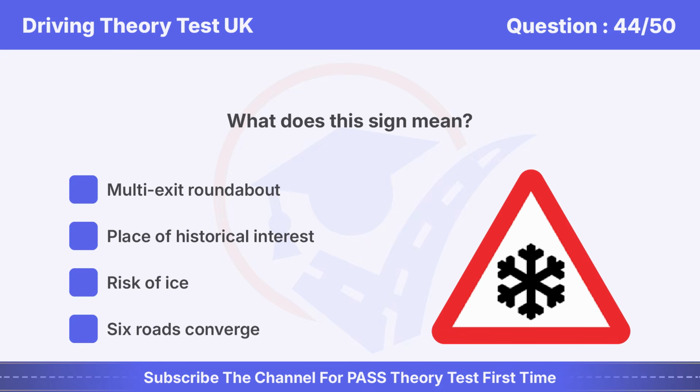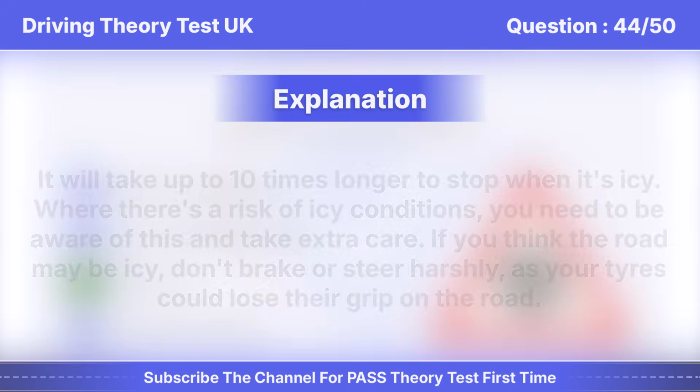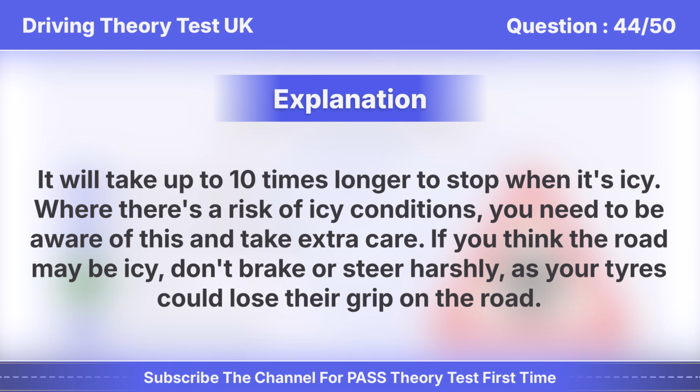Question 44. What does this sign mean? Answer is C. Risk of ice. It will take up to 10 times longer to stop when it's icy. Where there's a risk of icy conditions, you need to be aware of this and take extra care. If you think the road may be icy, don't brake or steer harshly, as your tires could lose their grip on the road.